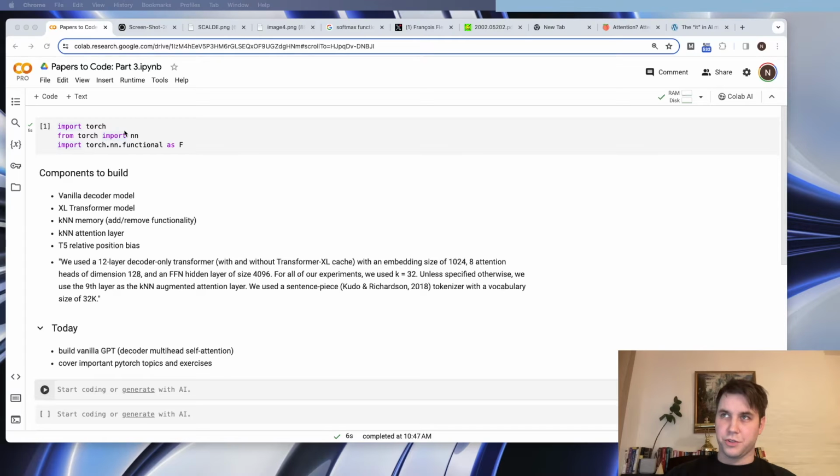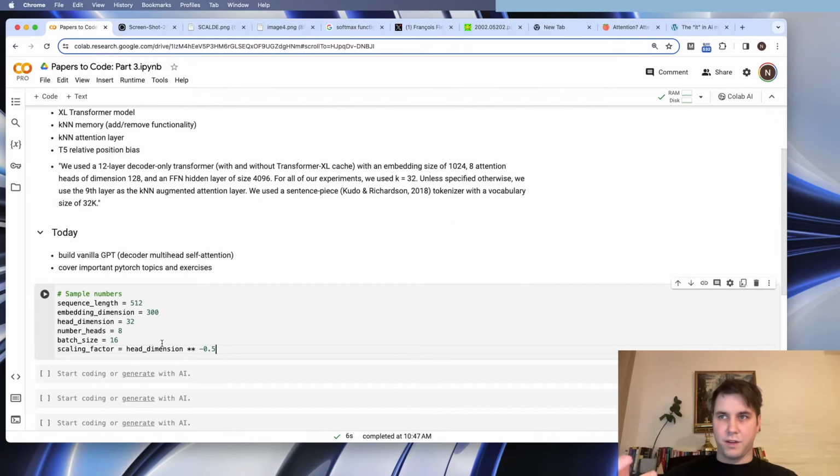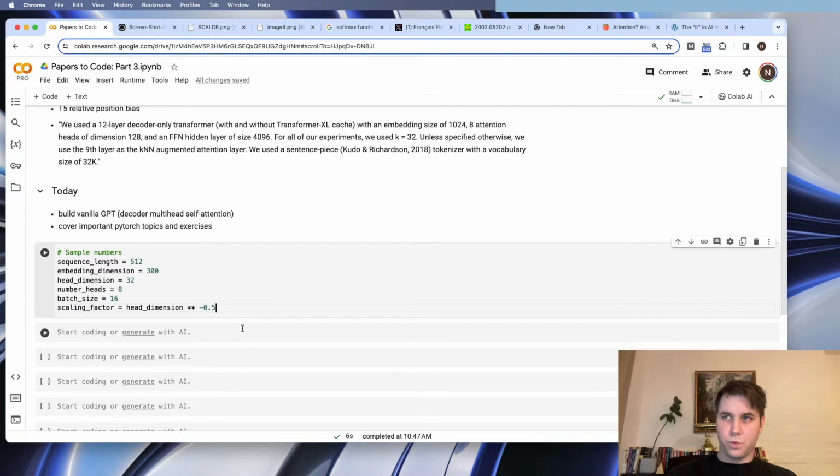So I've imported Torch up here, and now I'm going to introduce a few sample numbers. And we'll use these to keep track of different dimensions, different parameters. And so when we create fake training data, we can watch as it goes through each step of computation in self-attention. So I've got a sequence length, an embedding dimension, head dimension, number of heads, batch size, and a scaling factor. So we'll keep coming back to these, and it's good to just take a glance at these because we're going to see these numbers a lot.